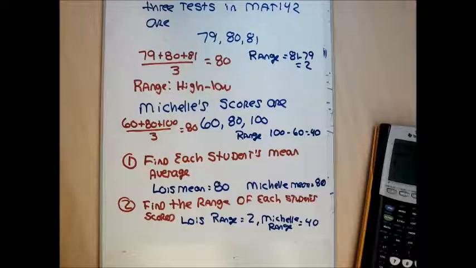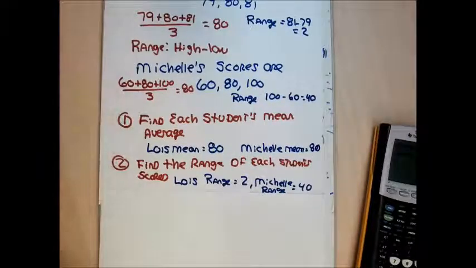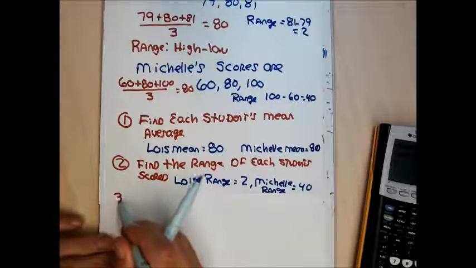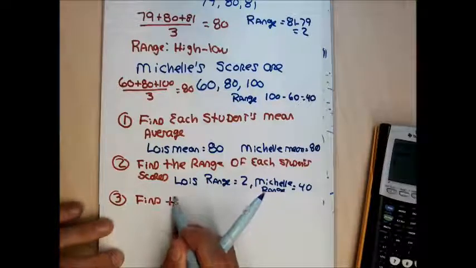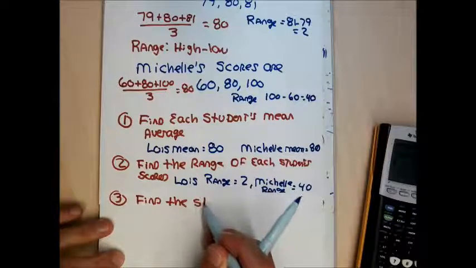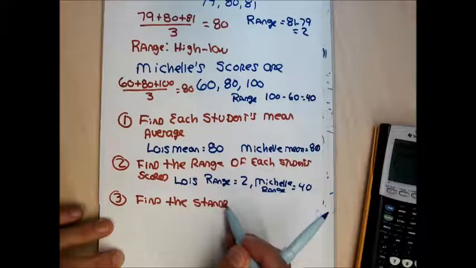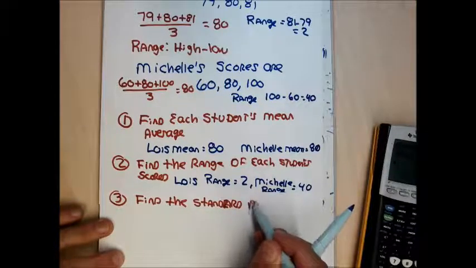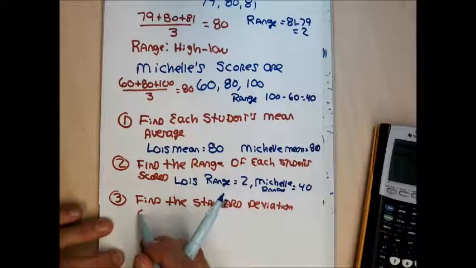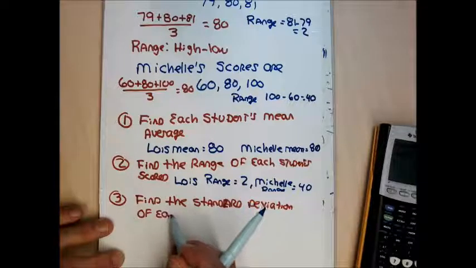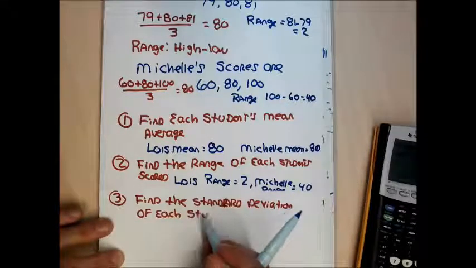The third concept is the ugly concept that we have to learn how to do in this section. And it's a better way to measure how spread out the numbers are. So for 3, I'm going to find the standard deviation of each student's scores. This is a messy computation to do by hand.